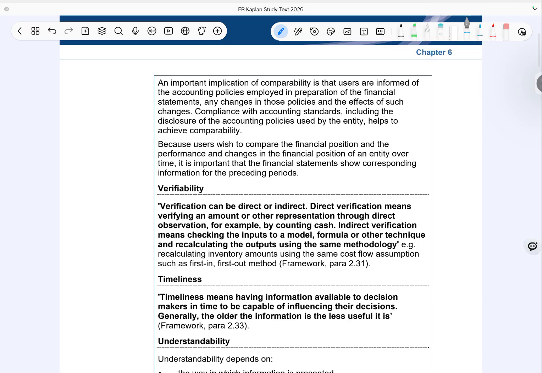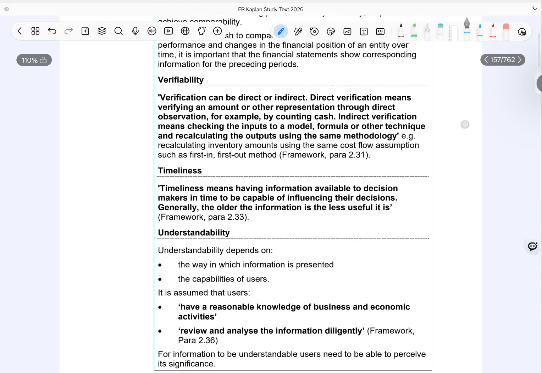Another exam point is that the financial statements shouldn't show only this year's figures. They should also include last year's figures. Why? Because users want to compare performance over time. For example, if this year's profit is 50 lakh, is that good or bad? We can't tell unless we compare it with last year's profit. That's why financial statements include comparative information from the previous period.